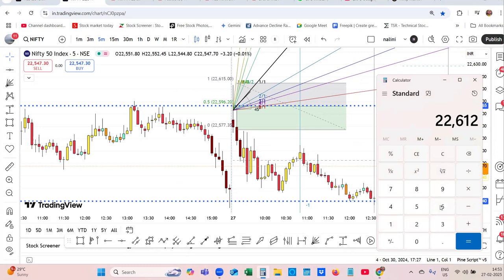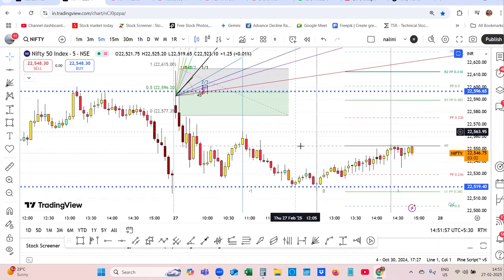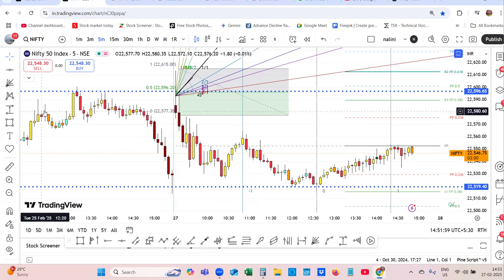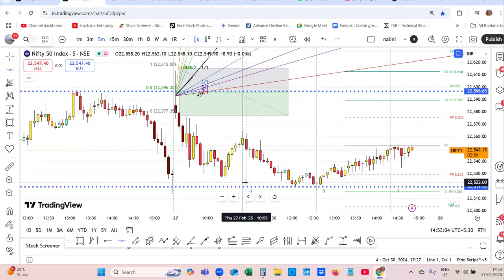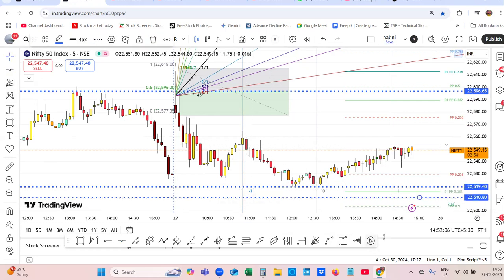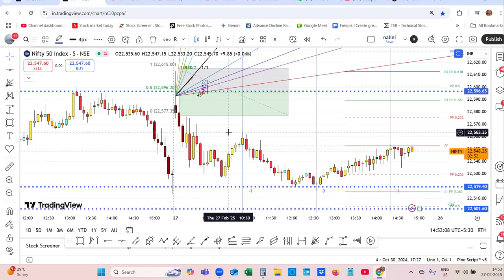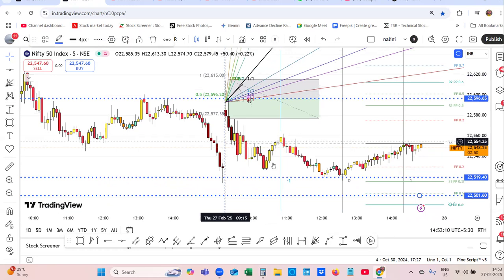22,612 square root minus 0.5 is equal to 149.87. I'm getting 22,461. Okay. Let me mark the 22,461. Let it be like that. It has not gone to that level at all. So let me check 0.382.